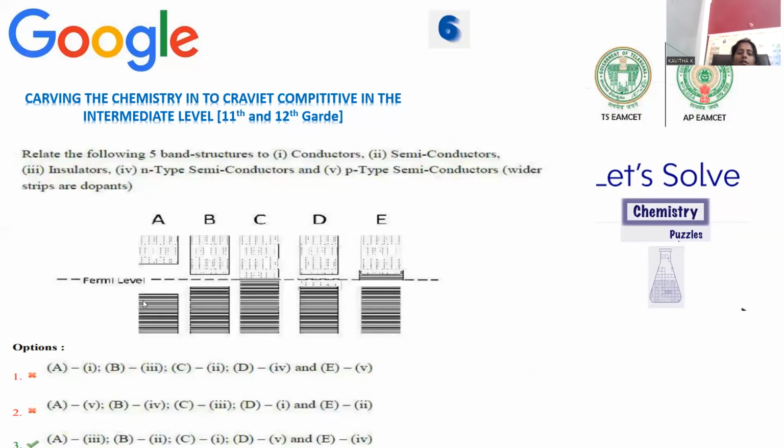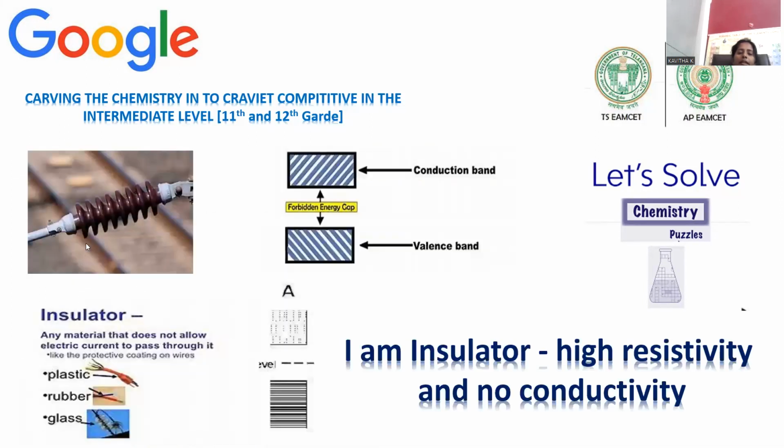First one, A, is the kind of nature. You can notice the larger distance between the valency and conduction band. It is said to be an insulator. An insulator is a device which restricts the flow of electrons, which hinders the flow of electrons, so that between the valency and conduction band a forbidden energy gap will be there. The gap is larger, so electrons can't move anywhere.